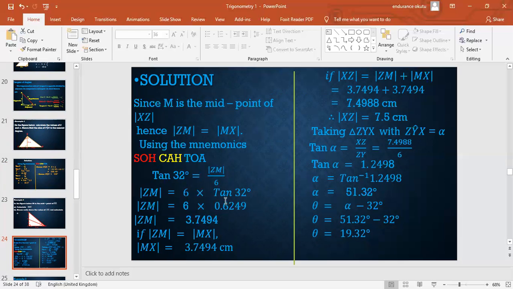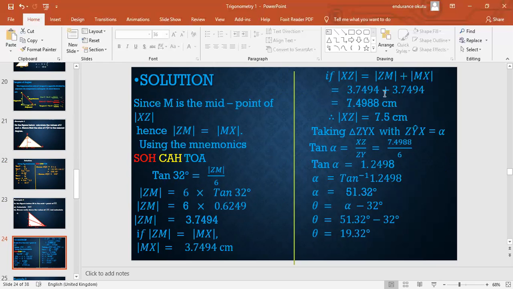Using your calculator, the value of tan 32 is 0.6249. So when we multiply, we have 3.7494. Okay, now remember that we said that ZM is equal to MX, the lengths are equal. So if ZM equals MX, therefore the length of MX is still equal to 3.7494 centimeters. All right, now, from our first question, we're asked to find XZ.